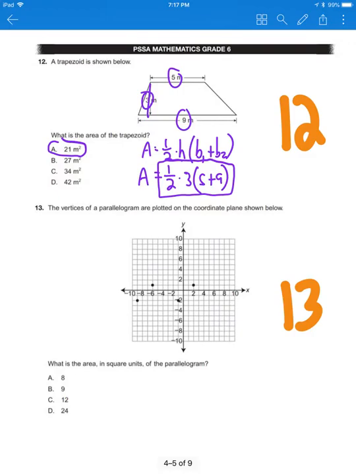All right, 13. The vertices of a parallelogram are plotted on the coordinate plane shown below. All right, so I see them there. Here, here, here, and here. What is the area in square units of the parallelogram? So first thing I'm going to do is draw my parallelogram so I can kind of see it here. All right, so remember, formula for area of a parallelogram is area is base times height. So we need to figure out the base and the height of this parallelogram.